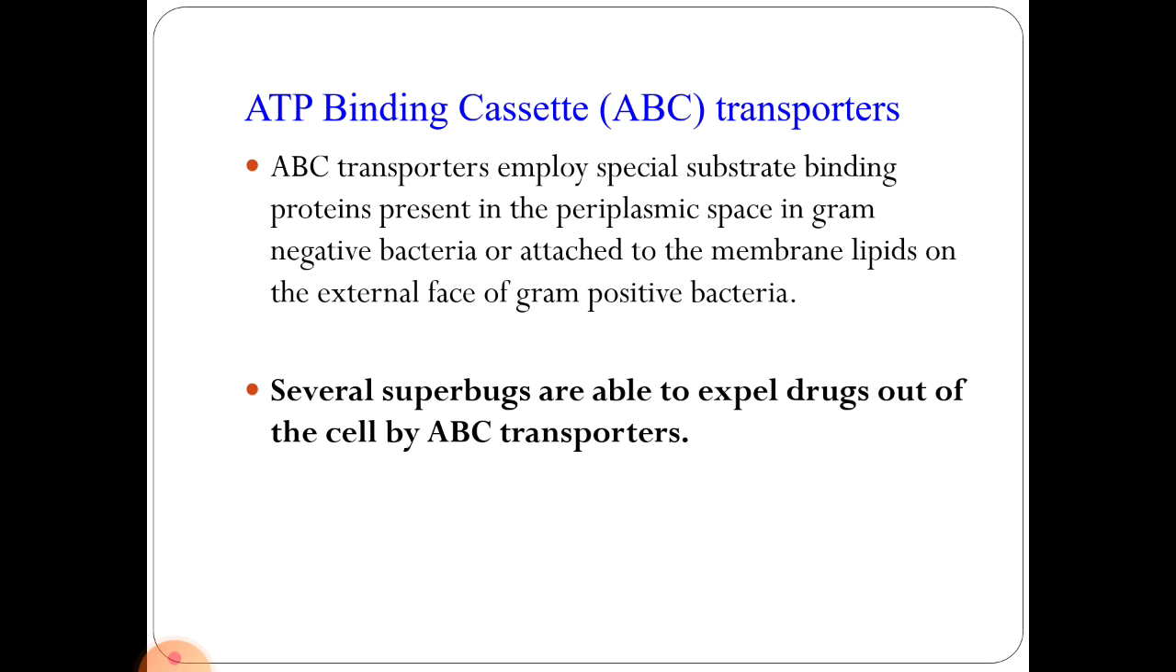The ABC transporters employ special substrate binding proteins present in the periplasmic space in gram-negative bacteria, while in gram-positive bacteria they are found attached to the membrane lipids on the external face. Several superbugs are able to expel drugs out of the cell by ABC transporters.